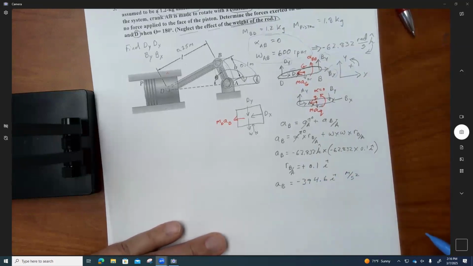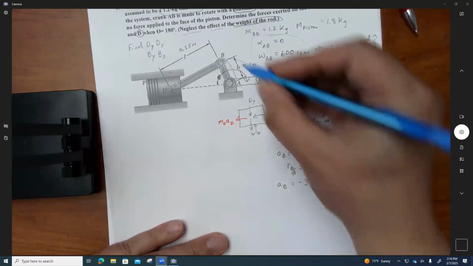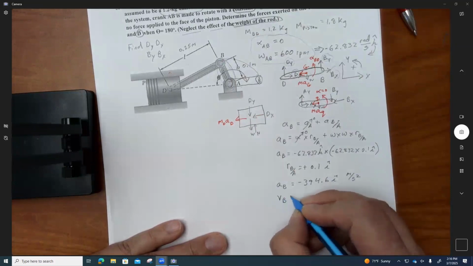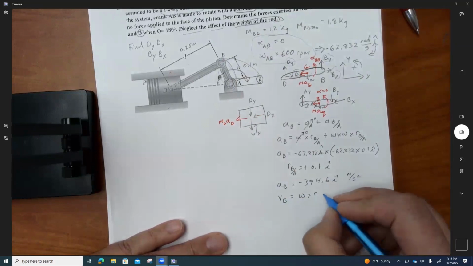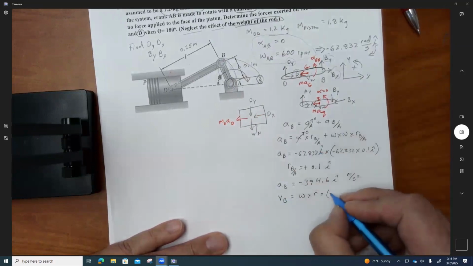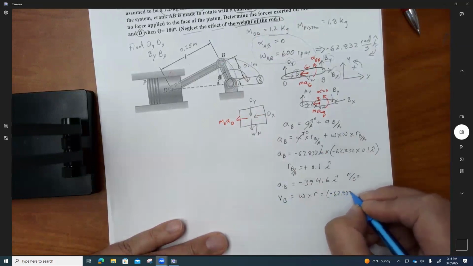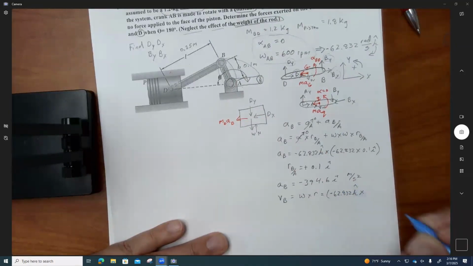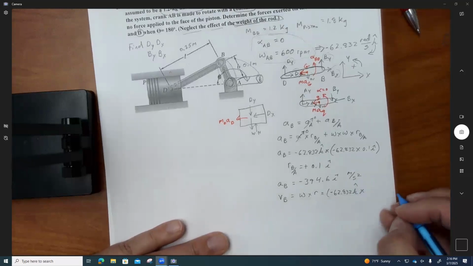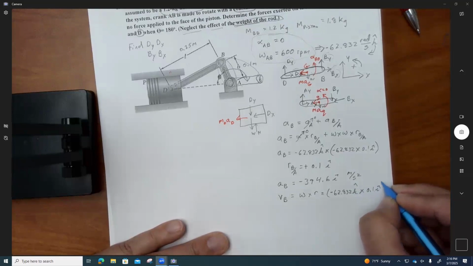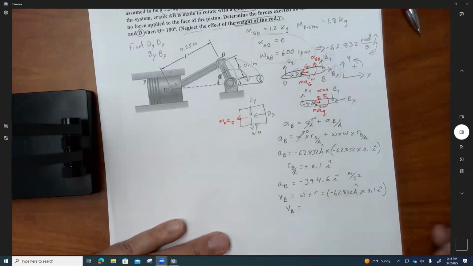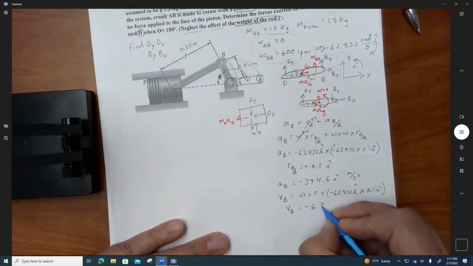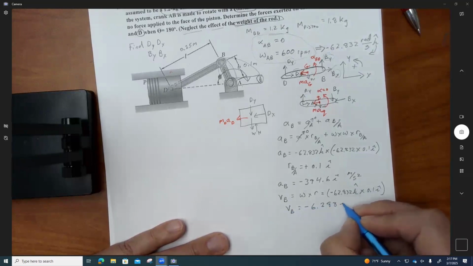With that information, I am going to be able to find the velocity at B. Velocity at B is equal to omega cross R. And that means my omega is the same omega of minus 62.832 K crossed with my R component, which is 0.1 I. If I work that cross product, I find out that the velocity of B is going to be minus 6.283 in the downward J direction, meters per second.